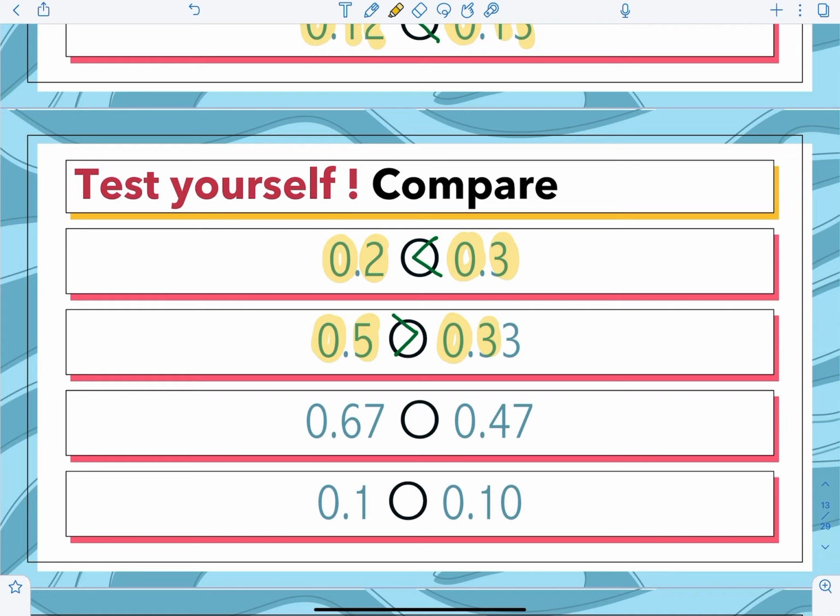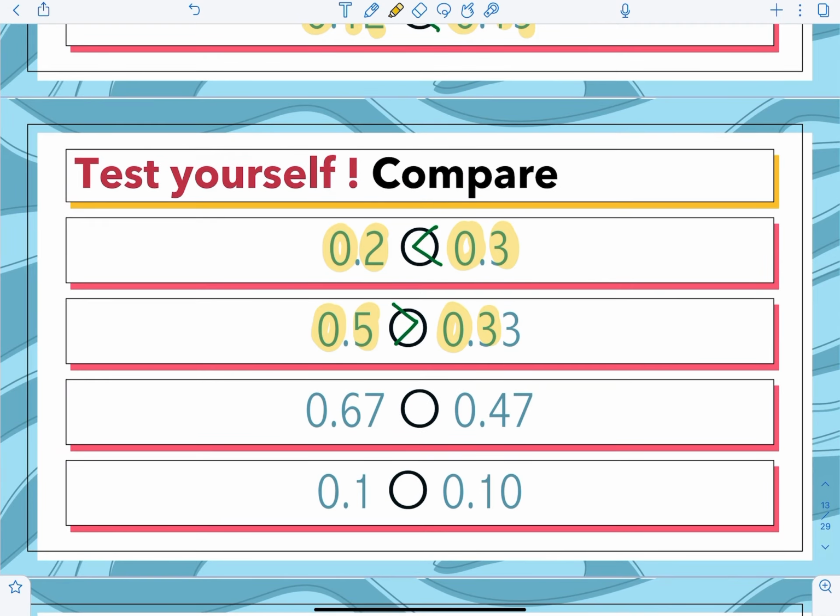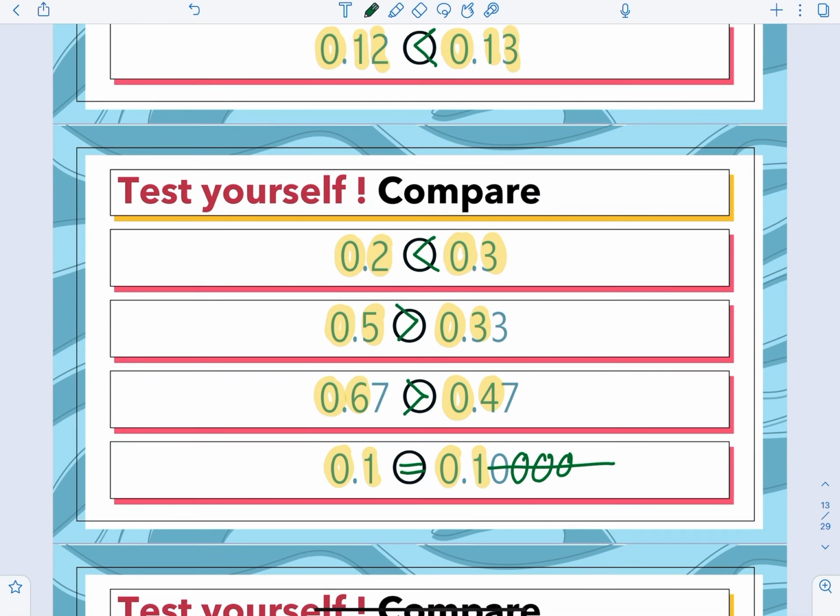After that, I have 0.67 and 0.47. Both numbers start with a 0, same thing. Here I have 6 and here I have 4. So 6 or 4 is bigger? Of course, the 6 is bigger. And lastly, I have 0.1, and here I have 0.10. I told you something very important about that. I told you that when you have zeros after the decimal number, they don't really have value. So here I have 0.1 and 0.1, they are basically 0.1, both of them. So these numbers are equal to each other.